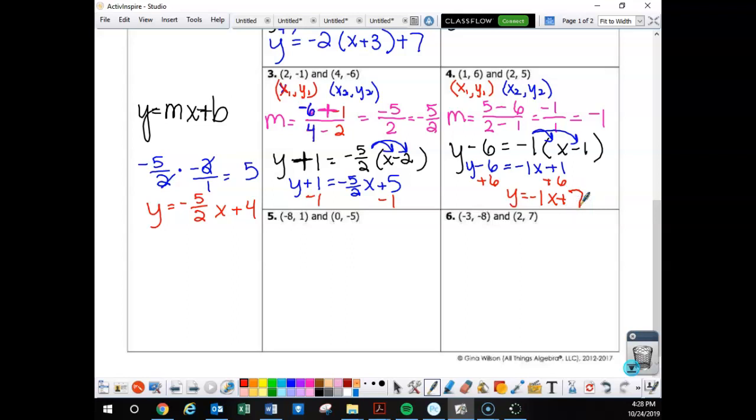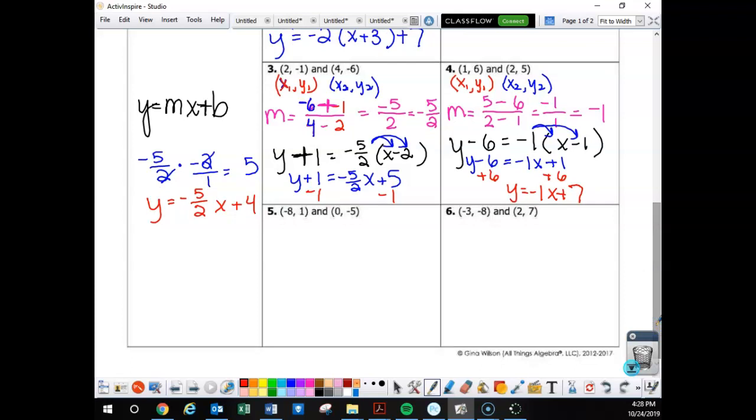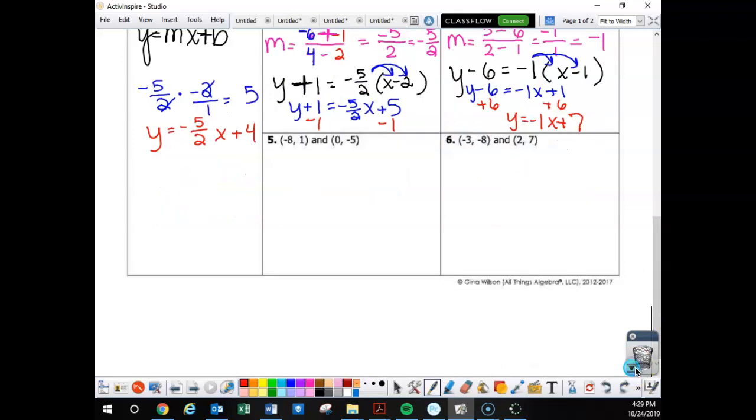Alright, so those are your slope intercept form. Let's go to number 5 and 6. On 5 and 6, I'm going to introduce another form, and this is going to be your standard form. So your standard form is ax plus by equals c, where a is greater than 0, meaning a has to be positive. Alright?